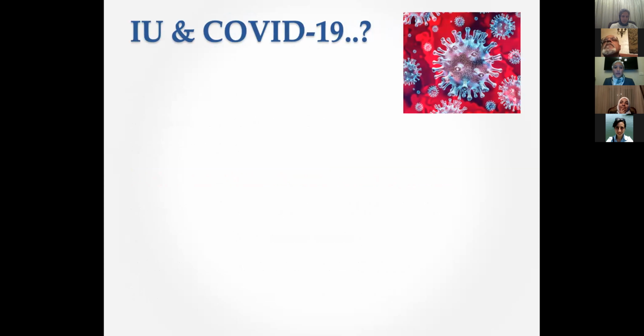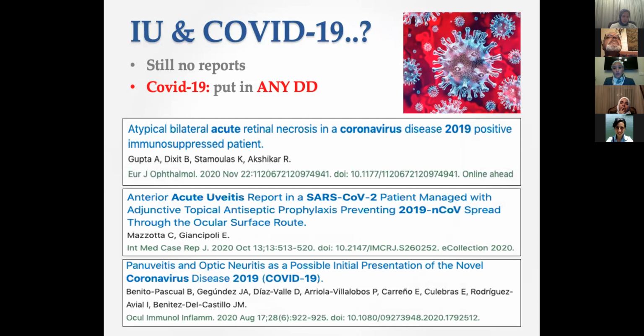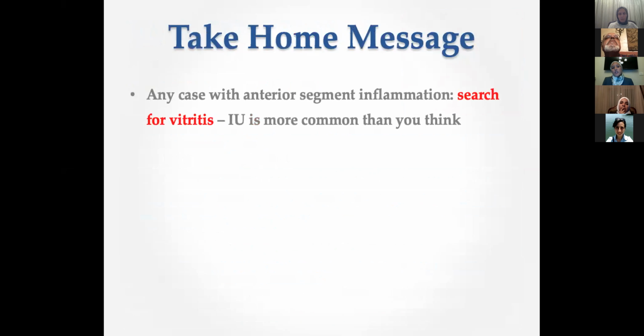Now comes what I don't think anyone can discuss in 2020 without mentioning: is there any role for COVID-19 in this disease or not? Until now, there are no reports for such cases, but I think we should put COVID-19 in any differential diagnosis that happens throughout this year, because it has been reported during the past few months that COVID-19 is responsible for various forms of uveitis.